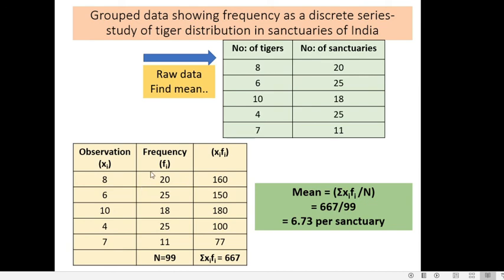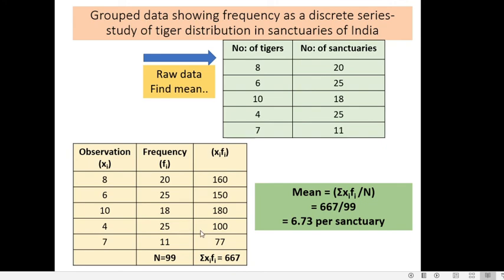So we have to multiply each observation with its corresponding frequency. Here you can see 8 into 20, 160, 6 into 25, 150, 10 into 18, 180, 4 into 25, 100, 7 into 11 is equal to 77. Now we have to find the sum of all these multiplied values. That means we have to find the sum of xi fi, and we get the value as 667.